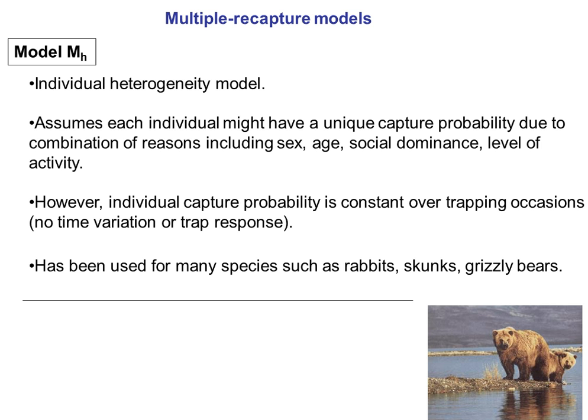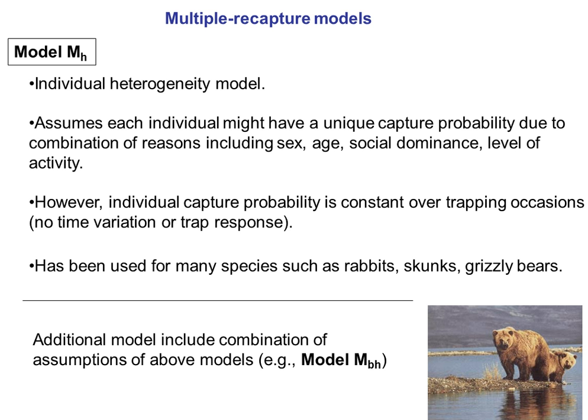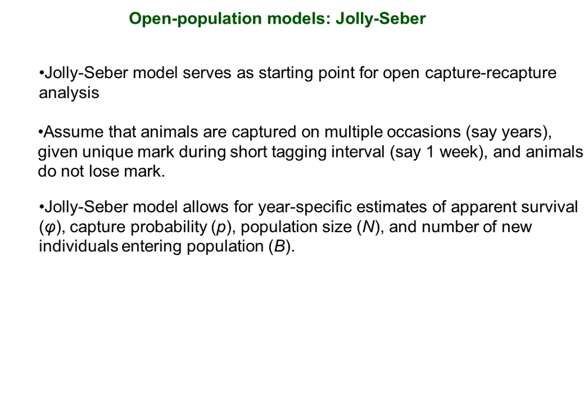In the model M sub H, the individual heterogeneity model assumes each individual might have a unique capture probability due to a combination of reasons, including sex, age, social dominance, and level of activity. However, individual capture probability is constant over trapping occasions, assuming there's no trap response or time variation, and it has been used for many species such as rabbits, skunks, and grizzly bears. An additional model combines the assumptions of the above models, which is the model M sub BH. So there are just multiple recapture models to be aware of.